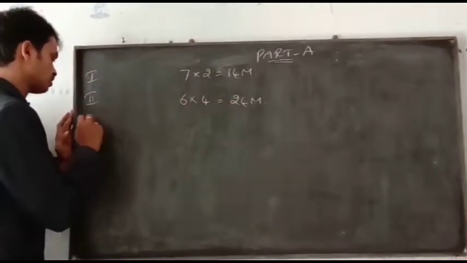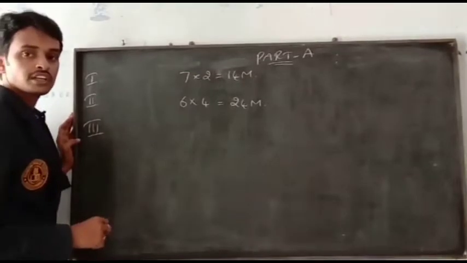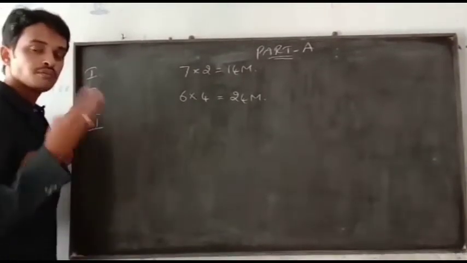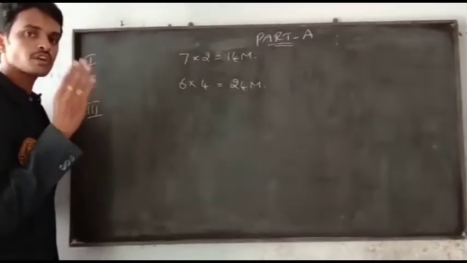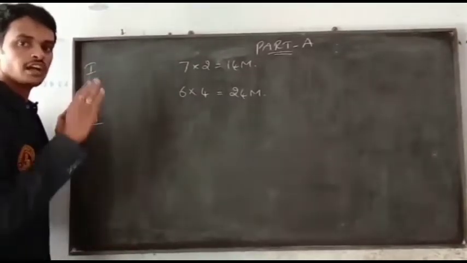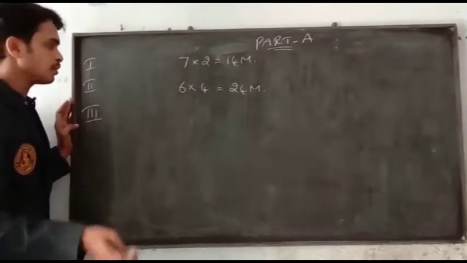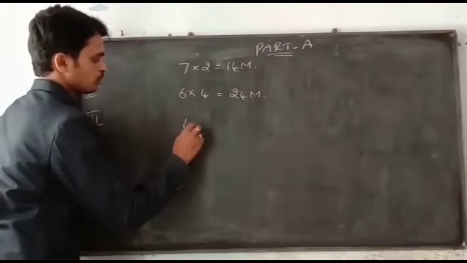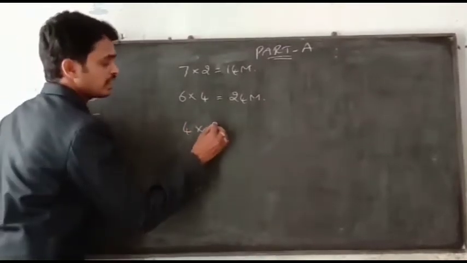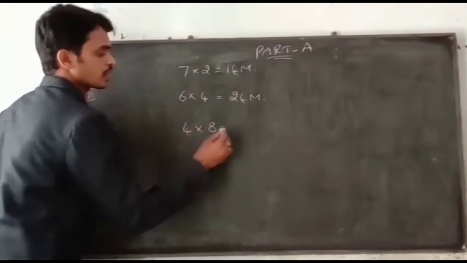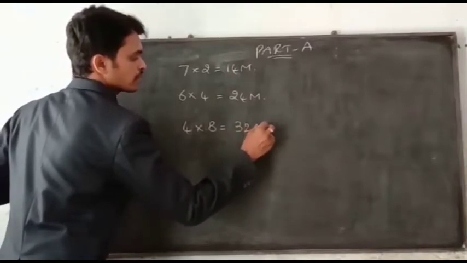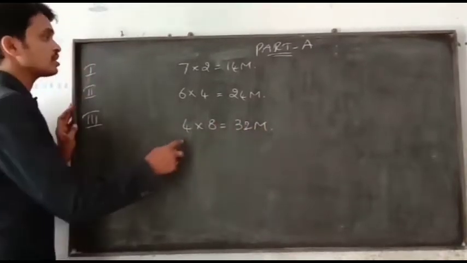Now the third bit consists of 4 problems. In the 4 problems, there is an internal choice. Either A or B problems you can do. So 4 problems, each problem carries 8 marks. 4 eights are 32 marks. So this is part A.